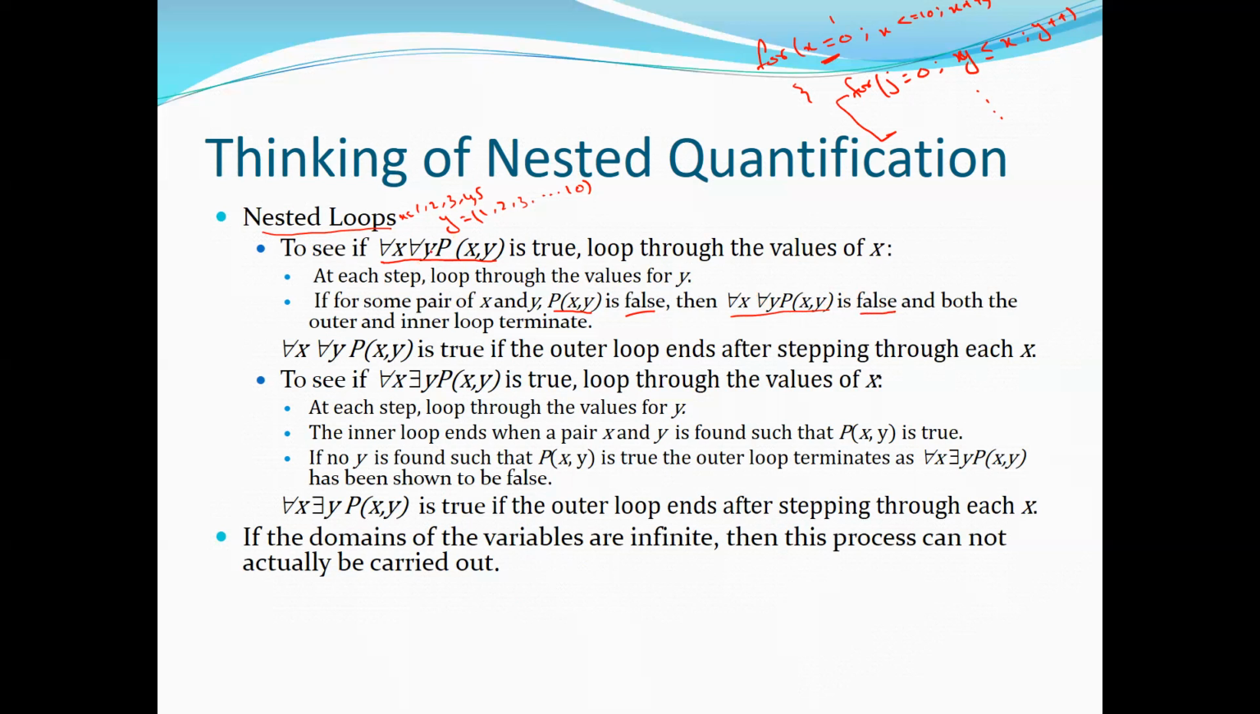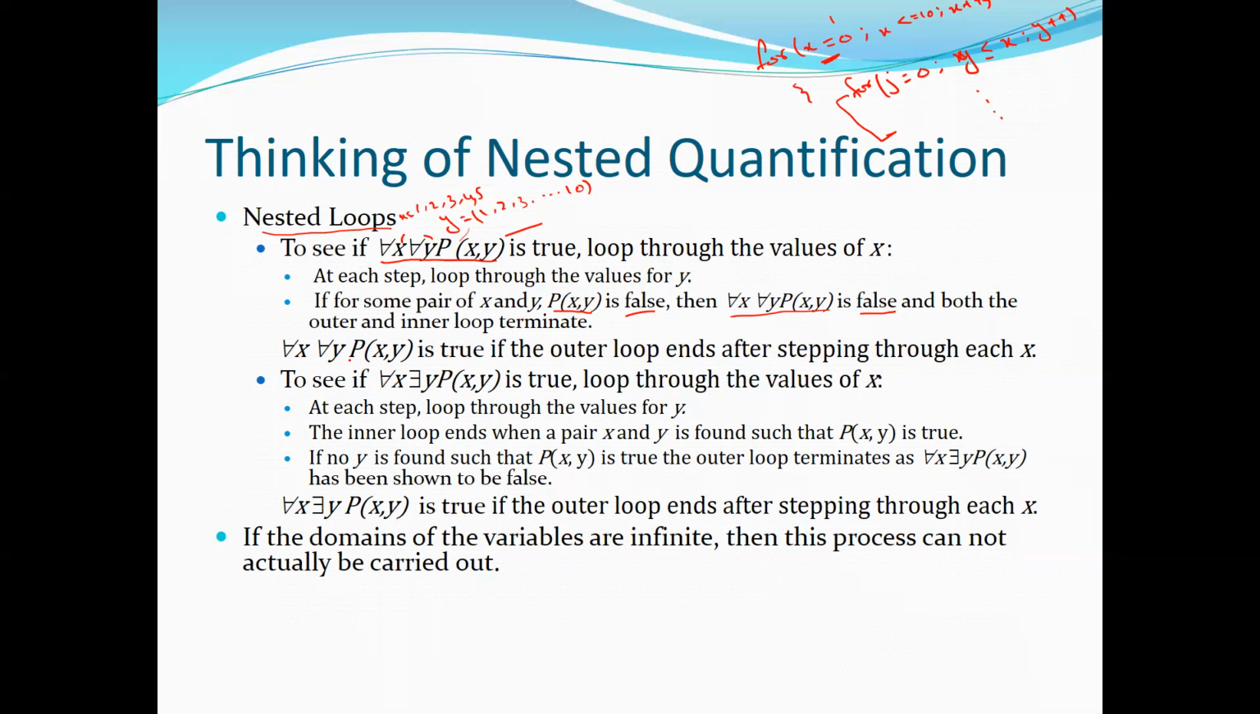If for any pair x and y this becomes false, it fails, because this is for all x, for all y. This should be true for all x and all y values, because remember, the quantifier says for all x, for all y's. So if it is false for any single pair, the truth value of this will become false, and the loop will terminate.